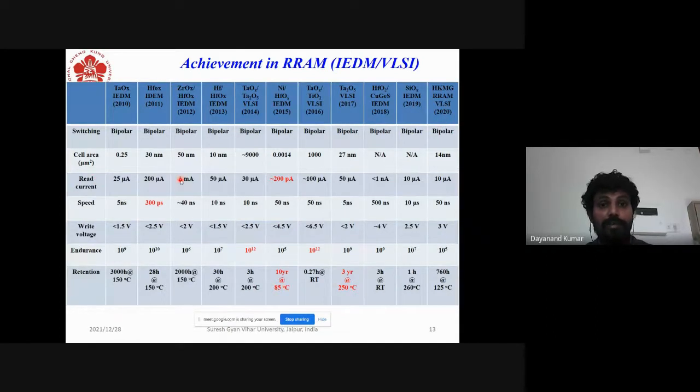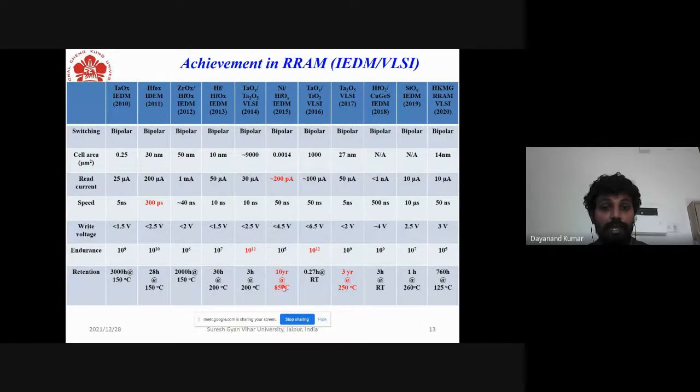In the read current, you see 200 picoampere, which is really low. That is really good for our devices. And for speed, you see 300 picoseconds, which is much faster compared to other emerging devices so far. For endurance, you can also see 10 to the power 12.